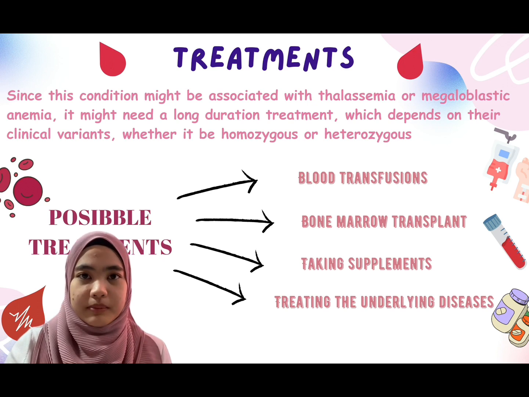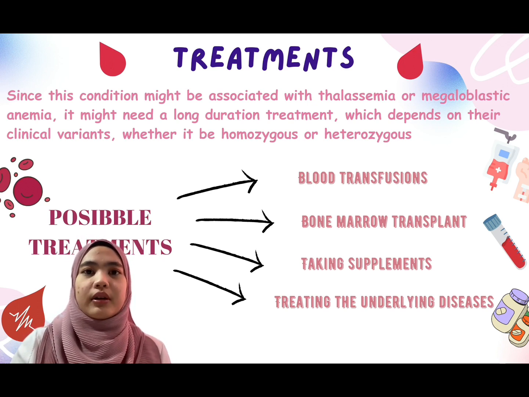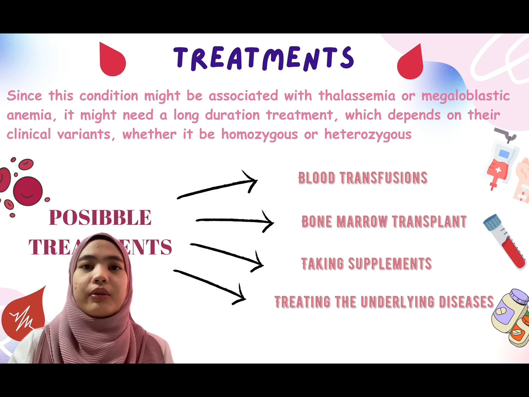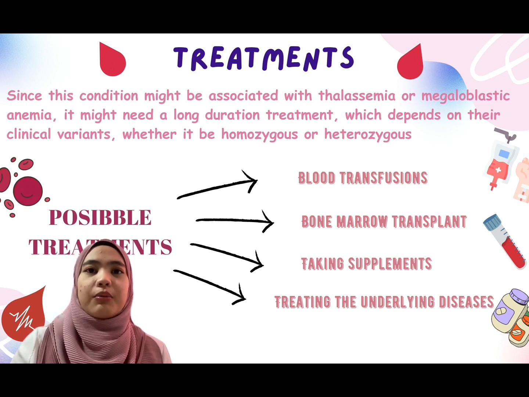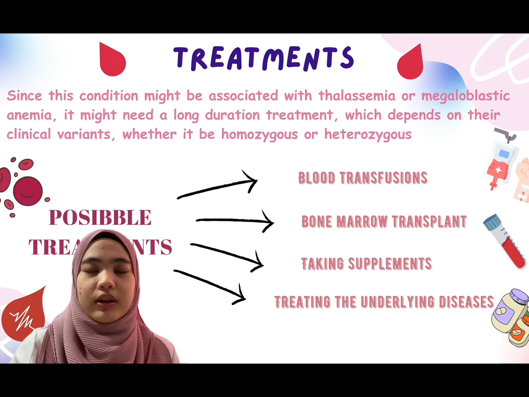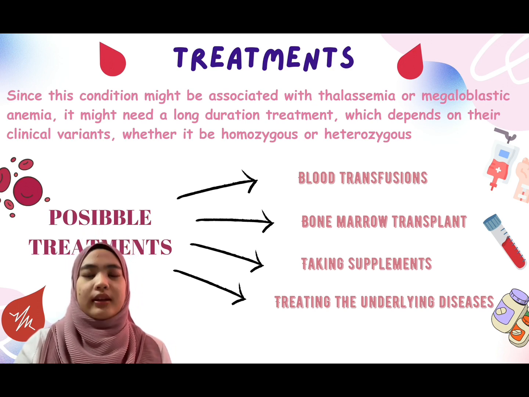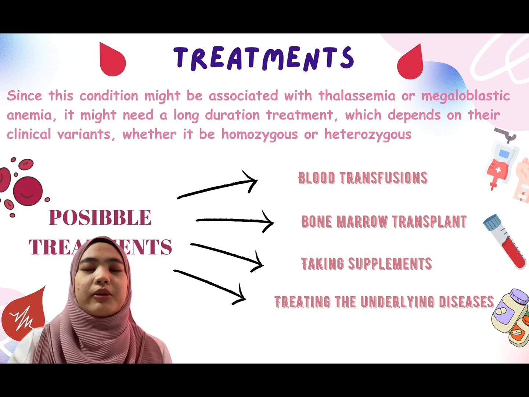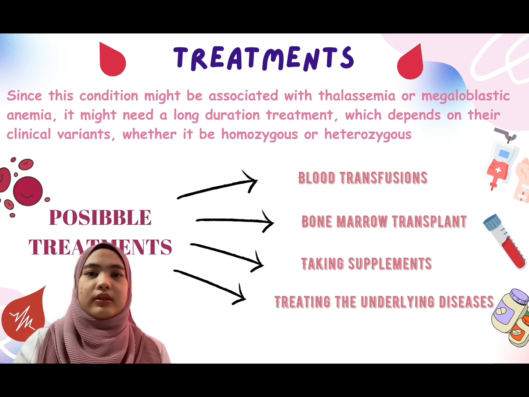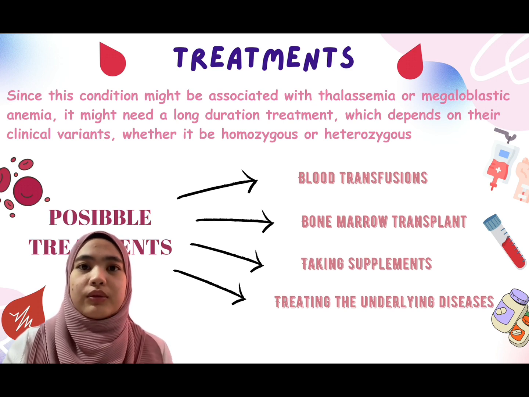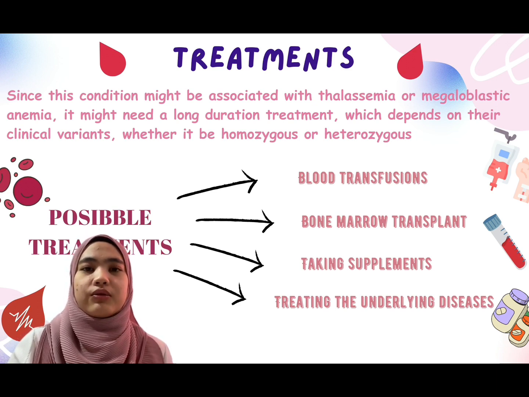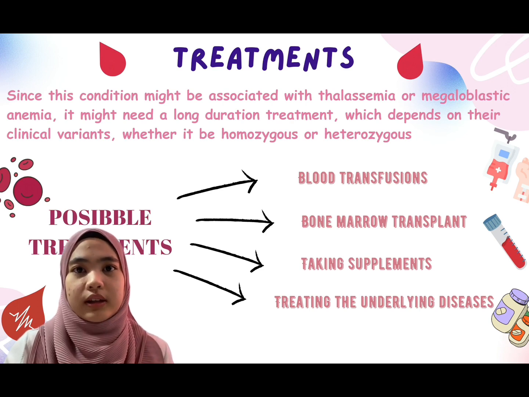Second is bone marrow transplant. People who experience this condition might not produce good quality or normal blood cells. So they produce abnormal white blood cells, red blood cells, and platelets. So this condition might also be associated with cancer and toxins. Next is taking supplements. Taking supplements like vitamin B12 is important because it increases the iron in the body. And also the next treatment is to treat underlying chronic diseases.